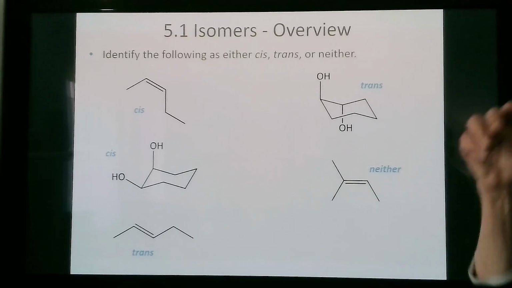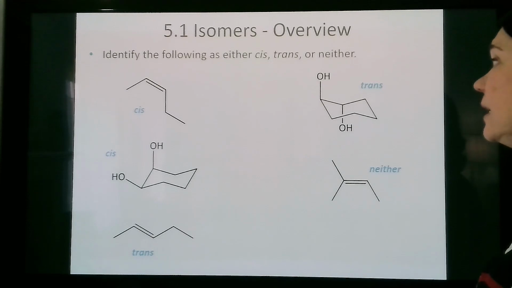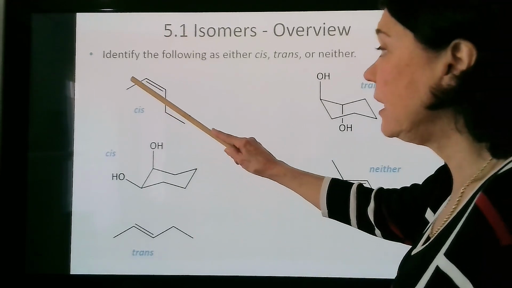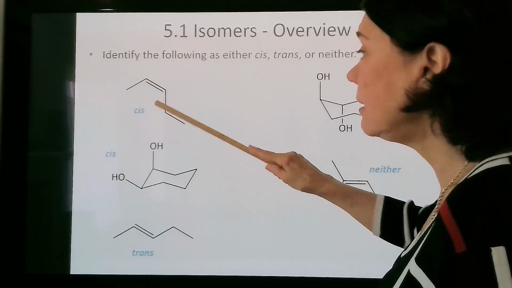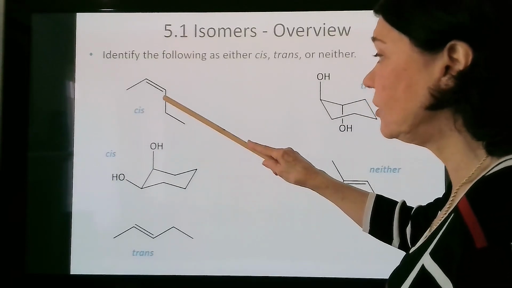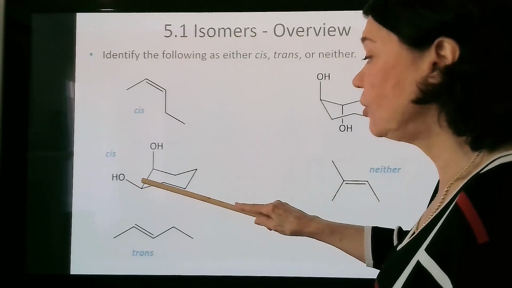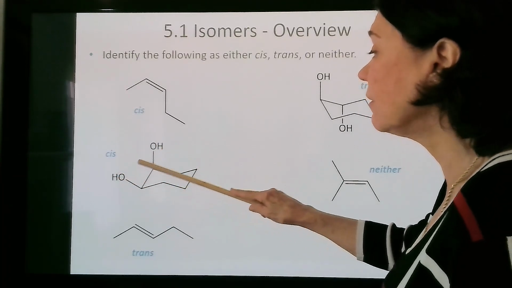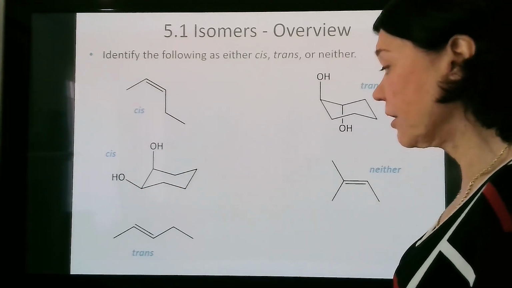Now, once again, we're going to go through this little exercise, identifying these stereoisomers as being cis, trans, or neither. Here you can see that this alkene has the alkyl groups on the same side of the double bond, and so this is a cis stereoisomer. Here, we just saw this, this has the alcohol functionality and this alcohol functionality on the same side of the ring. So this is a cis stereoisomer.